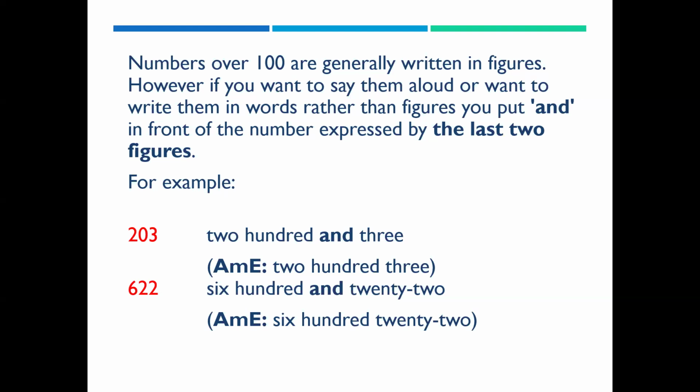But when we say them out loud, we need to add the word "and" before the last part. In British English, usually, for example, 203 is said as two hundred and three. 622 is said as six hundred and twenty-two. This is the British way of saying it. In American English, they sometimes skip the word "and" and say two hundred three instead. Jadi kalau dalam American English itu tidak menggunakan "and" ya di belakang.